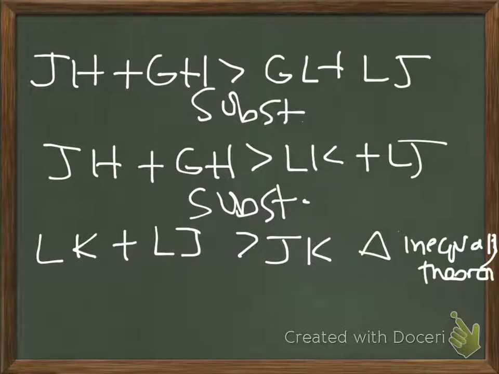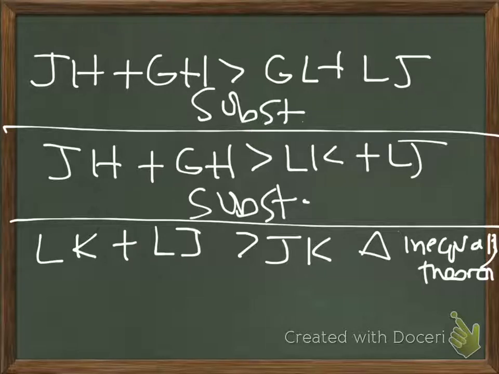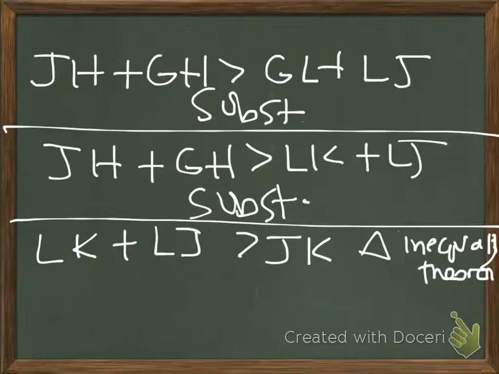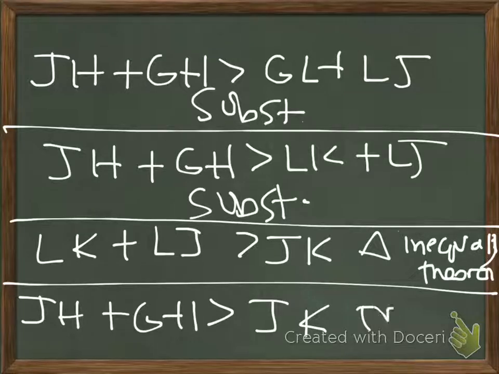And again, we're just trying to bring the segments into the proof so that we have what we're trying to prove. So the final thing would be, if we take out the middle, since we have LK plus LJ greater than JK, and we already did JH plus GH is greater than LK plus LJ, we can now say JH plus GH is greater than JK. And that's the transitive property.